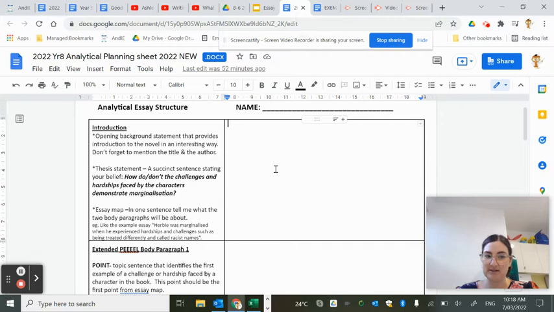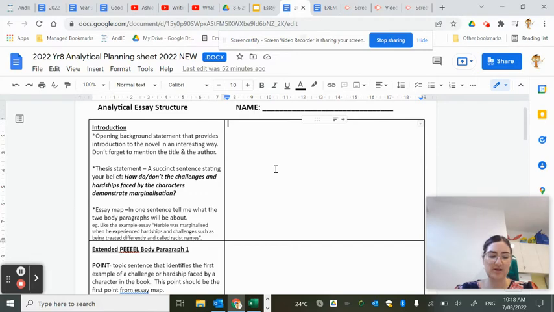You would then put your thesis statement in, which is your one statement, one sentence saying what you believe. So, yes, the characters have been marginalized, or no, they haven't, and that would be a statement sentence. Then you would put your essay map in there. Your essay map previews what your two body paragraphs are going to be about.